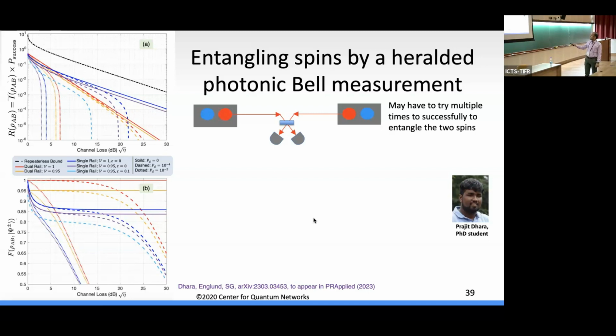And if that Bell state measurement succeeds, then you have an entangled state among the two spin qubits. So the photonic qubit dies, the two spins are entangled. And then you can look at how good is that entanglement. Okay, so my student Prajit Dhara calculated this in that particular paper. If you look at this, rho AB is the density operator of this two qubit state. I of rho AB is the amount of entanglement in that one copy of the spin-spin entangled state.